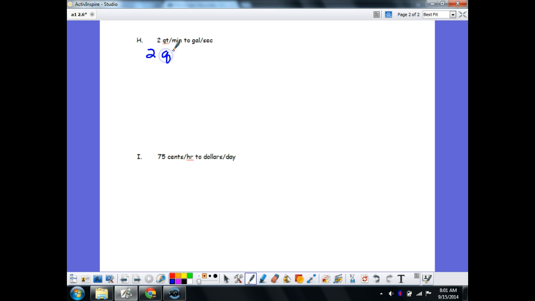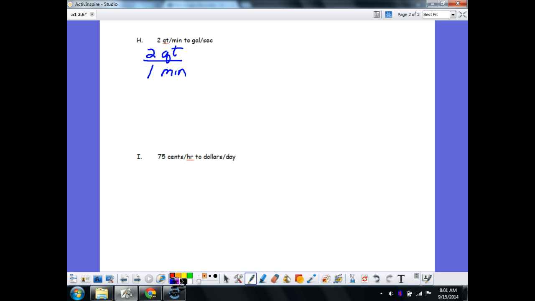So we're going to start with 2 quarts in 1 minute. Now, the 2 conversions that are going on here: we're going to convert quarts to gallons, and we're also going to convert minutes to seconds. The order in which you make these conversions doesn't make any difference. So I'm going to choose to do quarts to gallons first.